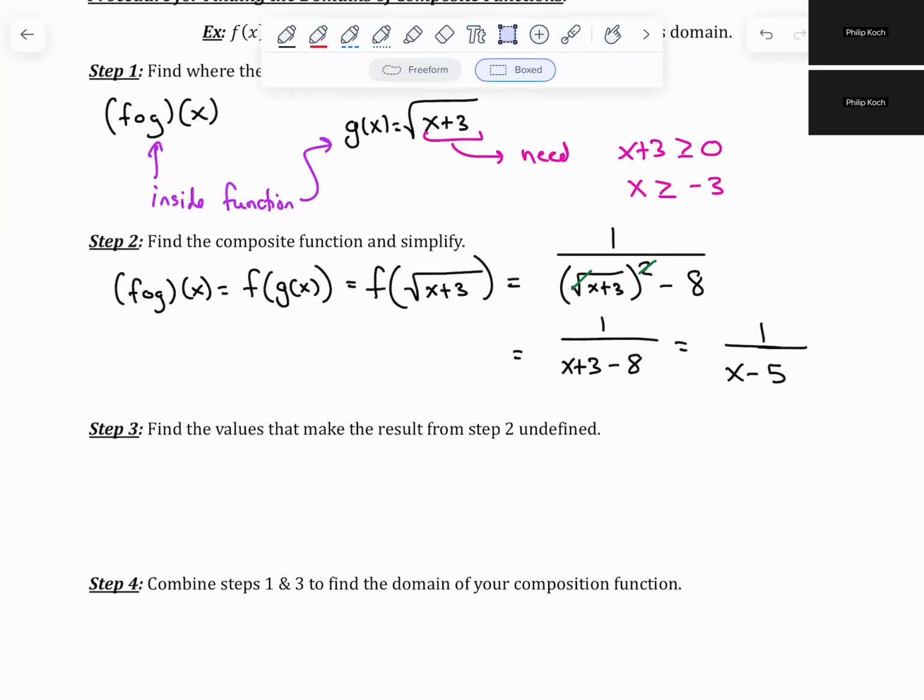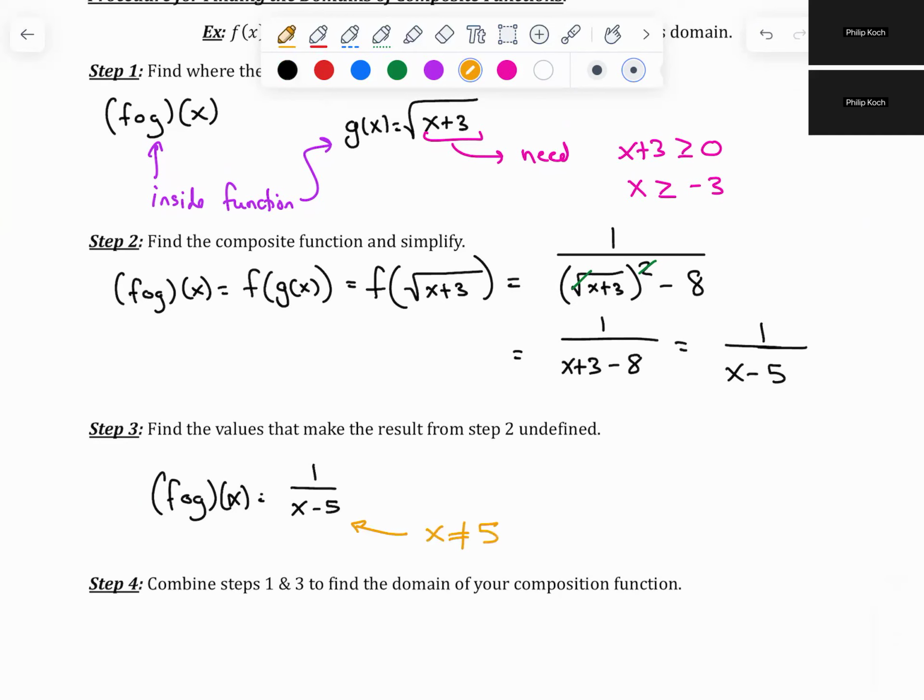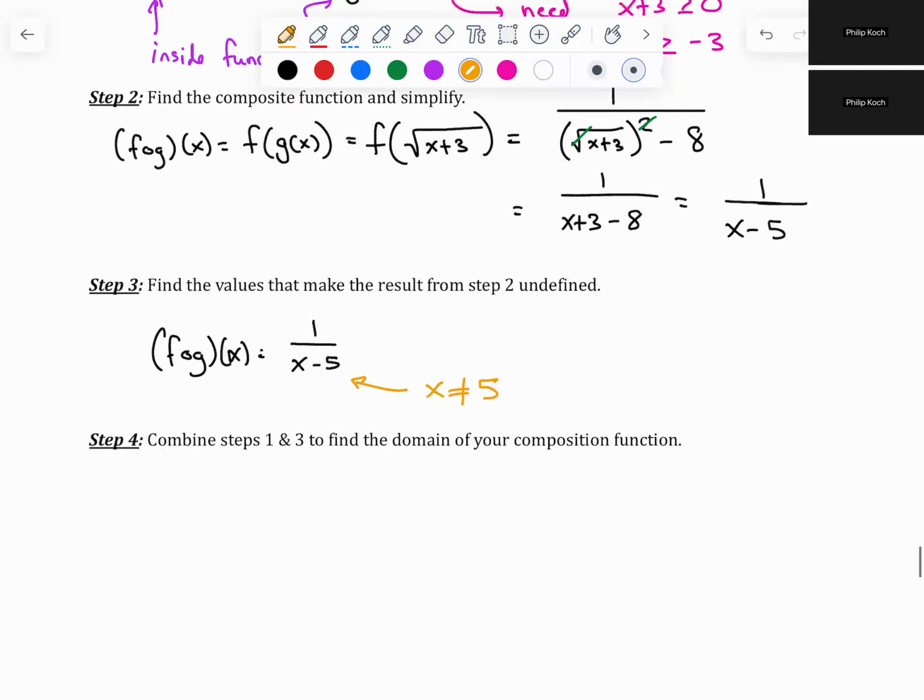Right? And then find the values that make the result from step 2 undefined. So we just found that f composed of g of x, when simplified, is equal to 1 over x minus 5. And so we get that x can't equal 5, right? Which starts off by saying that x minus 5 can't equal 0, but that's a very quick calculation to say that x can't equal 5. And so to find the domain, we just need to combine the information from steps 1 and 3 to find the domain of our composition function.